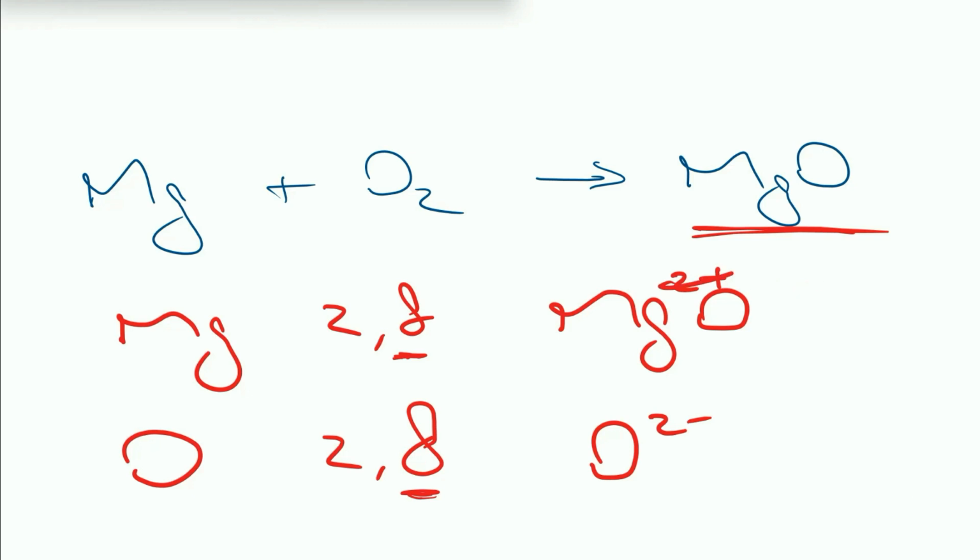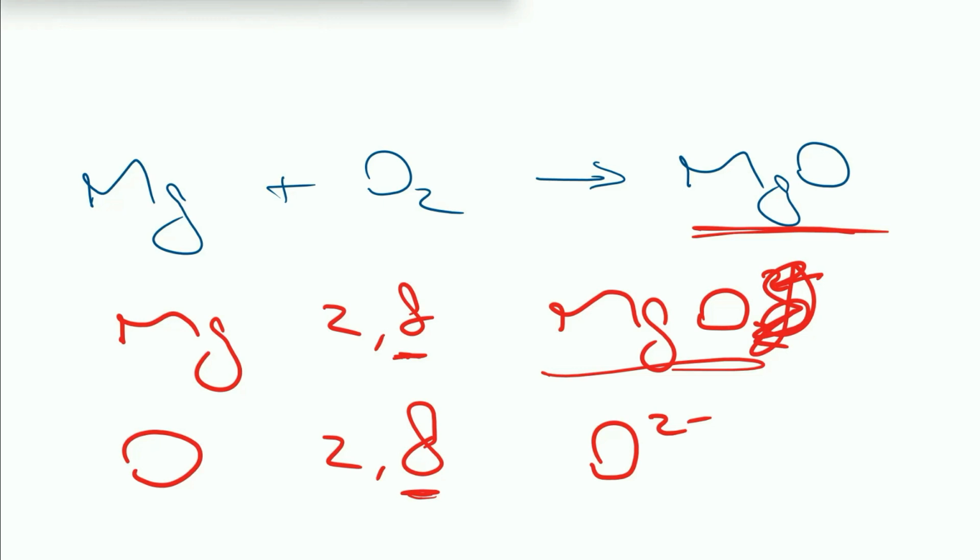We don't have any charges left over, and that works out nicely because compounds don't have charges, and there's our formula for magnesium oxide. If it were MgO2, we would actually have 2 minus charges left over. Can't do that because compounds don't have a charge. So we know that that is actually not the formula. Magnesium oxide is actually MgO.